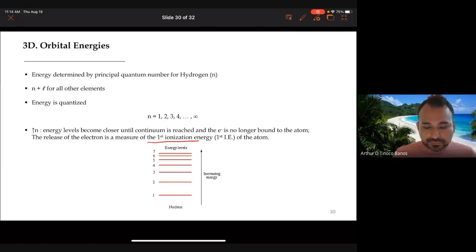So the release of an electron is a measure of the ionization energy of the atom. And that's actually really important, because I have talked about this as the electron moving away from the nucleus, and as you go to a higher energy orbital, the higher the probability of the value of r will be. But what I wasn't so specific about is that you reach a point where you are so far away that you lose the electron because of the loss of that electrostatic attraction.